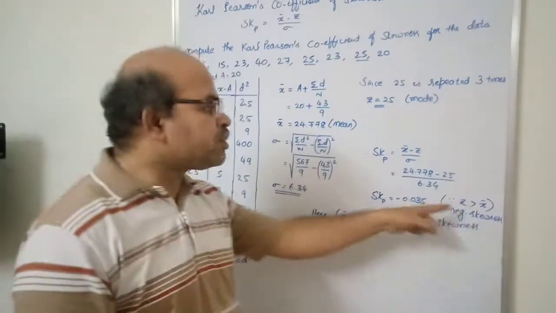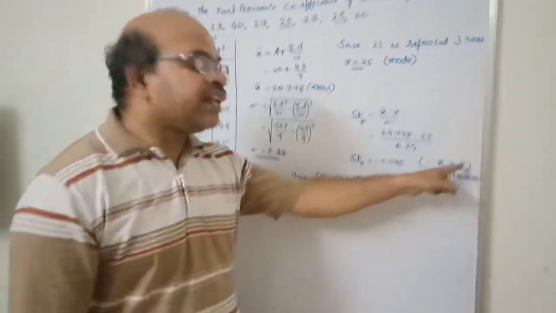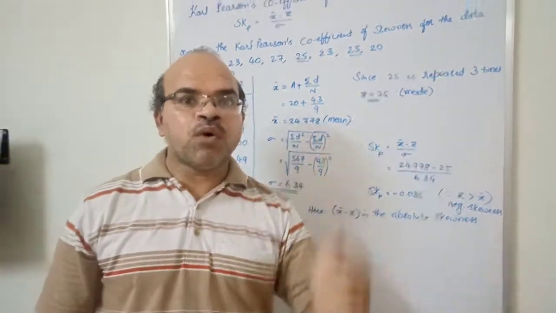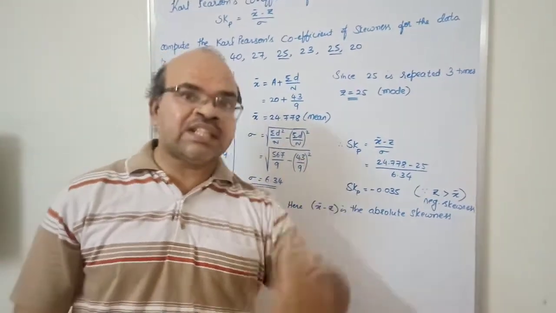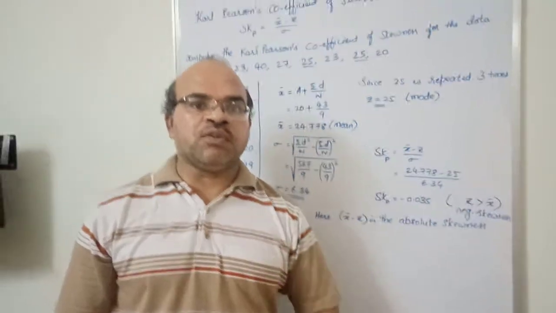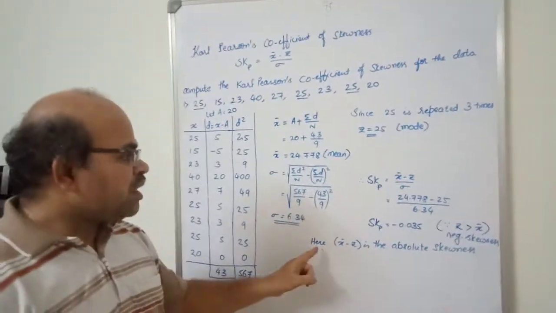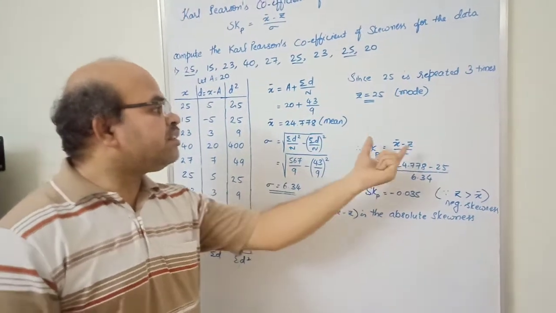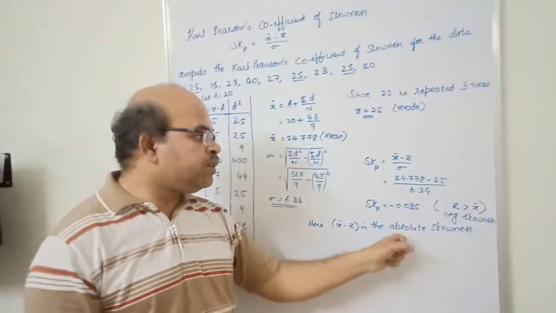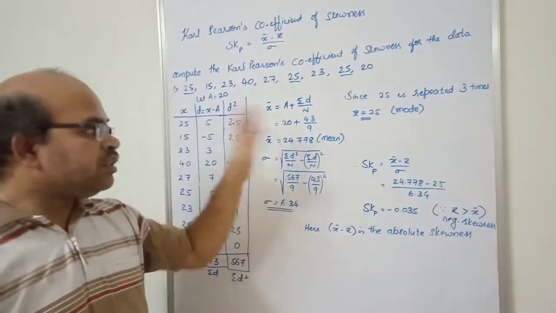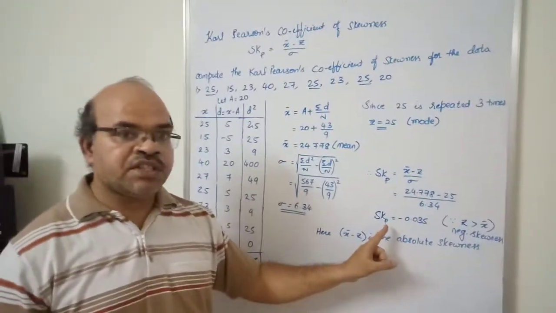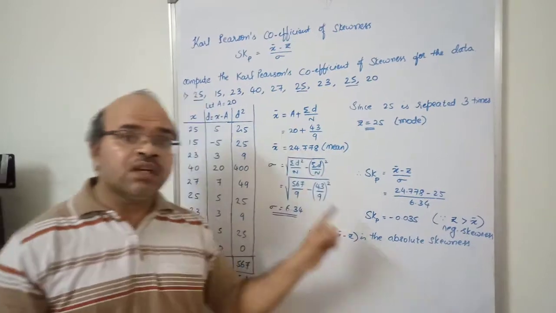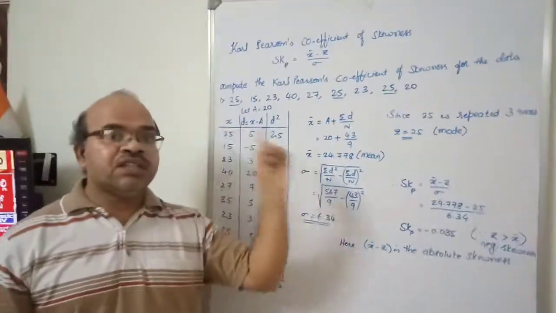You are getting negative skewness because the mode is greater than the mean. If the mode is greater than the mean, it is negative skewness. If the mode is lesser than the mean, then it will be positive skewness. Now here the numerator, what is the numerator? X bar minus z. This numerator is also called absolute skewness. So by using this, we have found Karl Pearson's coefficient of skewness, which is minus 0.035, which we have done for an individual series of data.